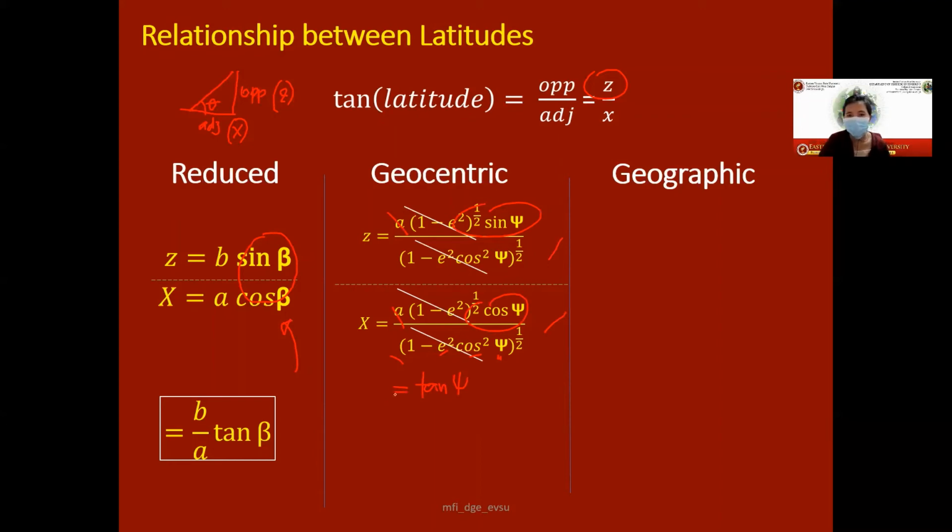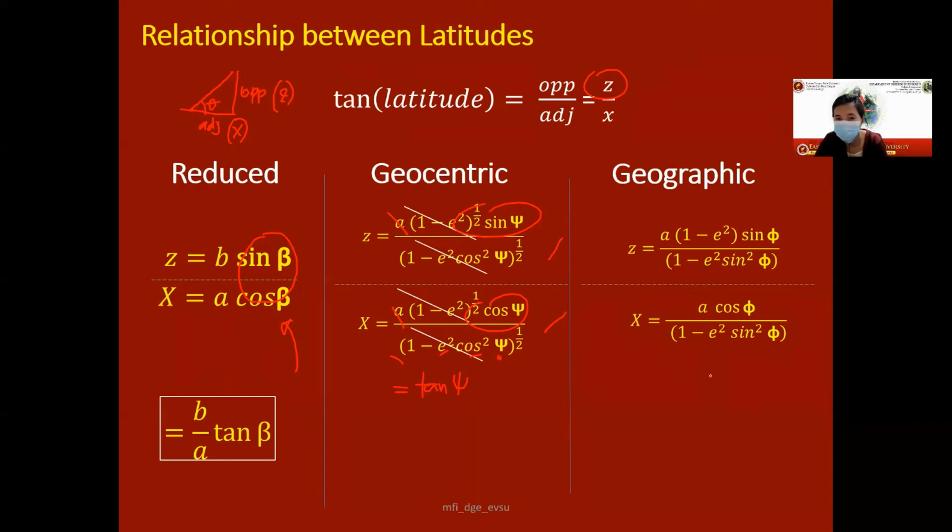Next, we have the geographic. For the geographic, the formula is a times 1 minus e squared sine of phi over 1 minus e squared sine squared phi. If we divide it by the adjacent, your x, that is a cosine of phi over 1 minus e squared sine squared phi. So if we divide by z over x, can we cancel out something? Yes, we can cancel out the denominator. Since this is similar, we can also cancel out a.